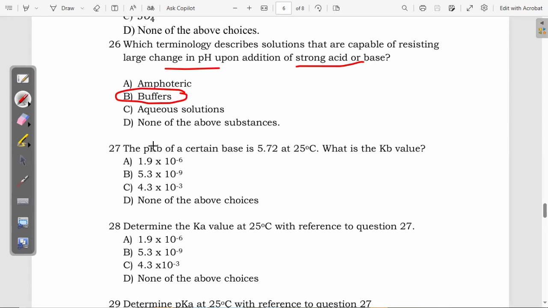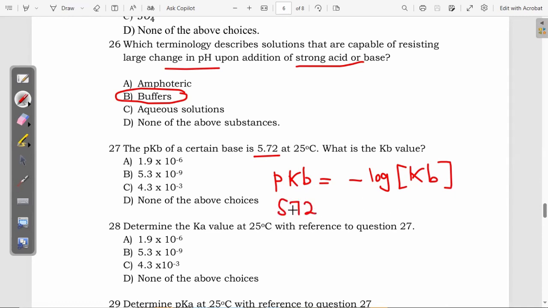And then here they're saying the pKb of a certain base is this at 25 degrees Celsius. What is the Kb value? Okay, so the formula for the pKb is pKb equals minus log of the concentration of the Kb, like this. So that's the formula there. So now I've been given the pKb value as this. I want to find the Kb value. So what do I do? So I can put it here.